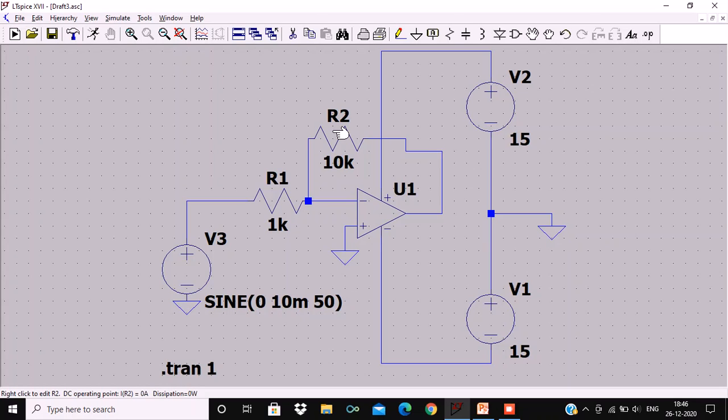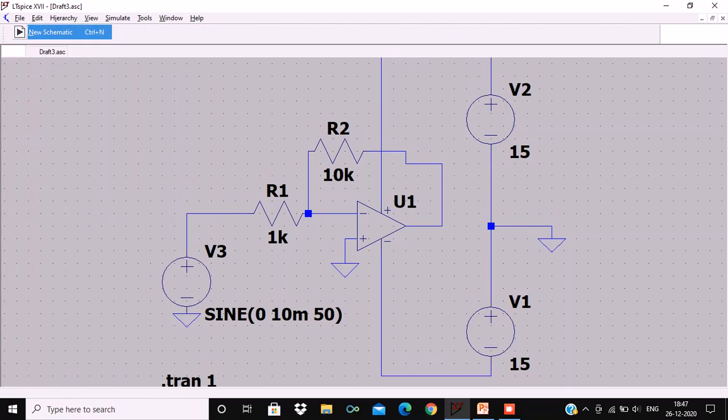Now, the voltage sources that are used to power the operational amplifier, let them be 15 volts, and the input voltage that I am going to give to this inverting port, let it be a sine wave. Now, let us begin to draw this circuit diagram.